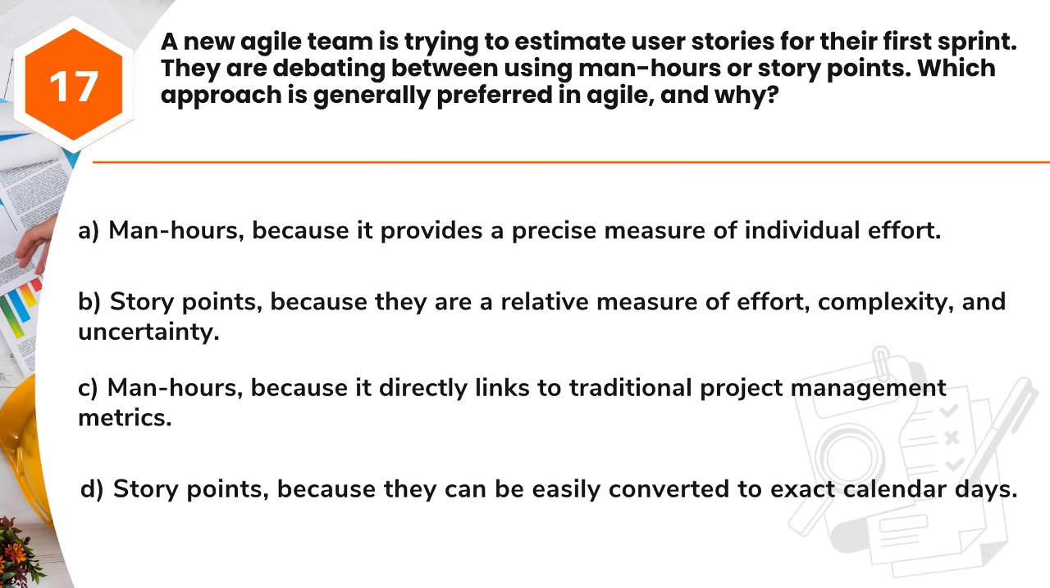Question 17. A new Agile team is trying to estimate user stories for their first sprint. They are debating between using man-hours or story points. Which approach is generally preferred in Agile, and why? A. Man-hours, because it provides a precise measure of individual effort. B. Story points, because they are a relative measure of effort, complexity, and uncertainty. C. Man-hours, because it directly links to traditional project management metrics. D. Story points, because they can be easily converted to exact calendar days.